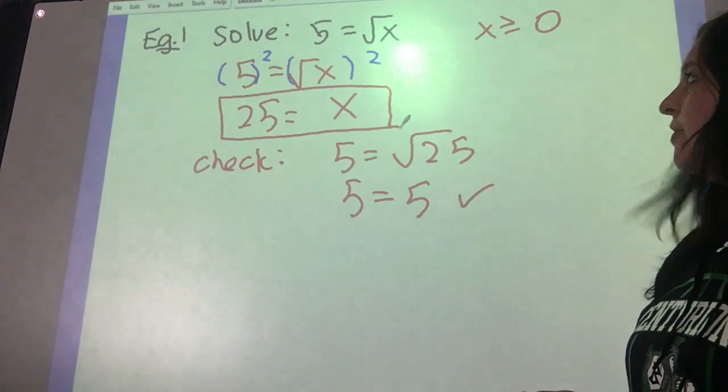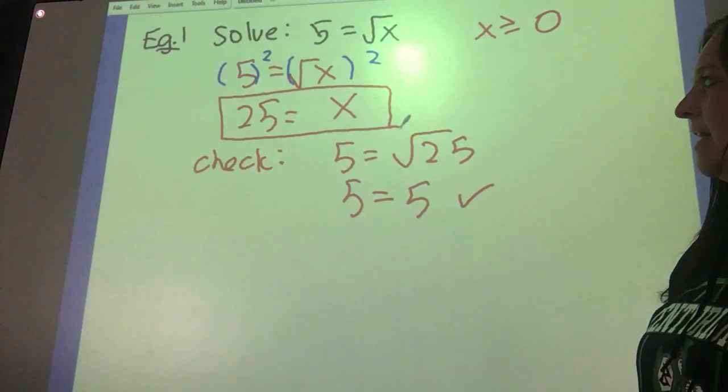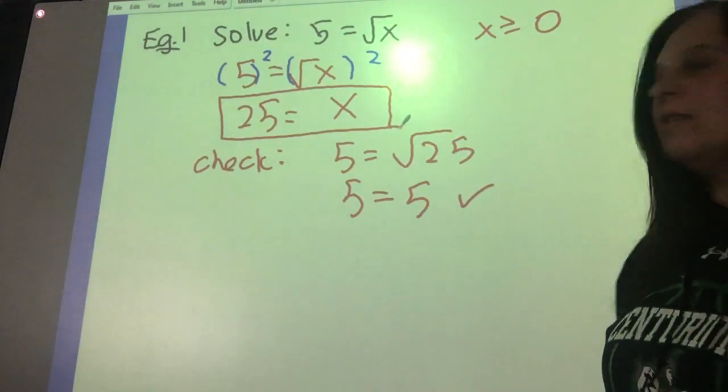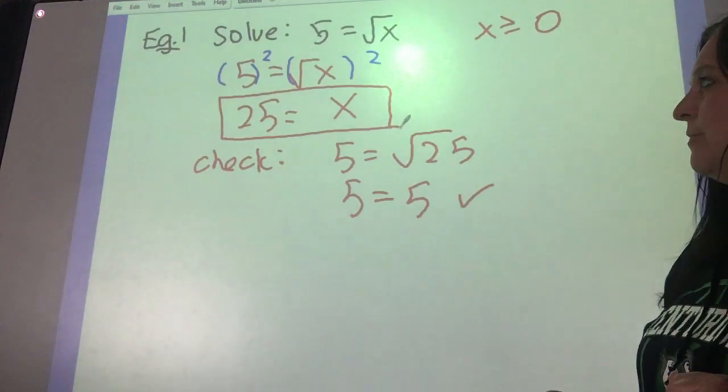You state your restriction, you isolate the radical, you square both sides to get rid of it, you solve, and then you check. Like I said, we didn't need any of those steps. We could have seen right away it was already 25, but those are the basic steps.